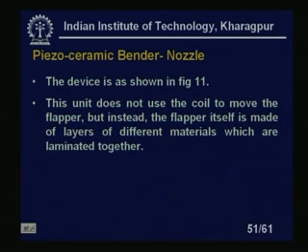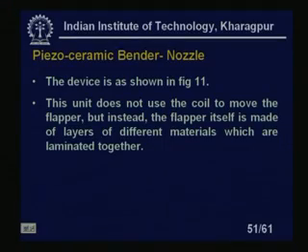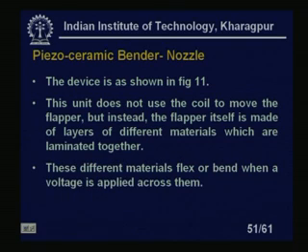The unit does not use the coil to move the flapper, which you have used in the conventional I to P converter. There is a coil actually which energizes when current is coming to that coil, and it is giving the movement of the flapper. But instead the flapper itself is made of layers of different materials which are laminated together. These different materials flex or bend when the voltage is applied across them, right.